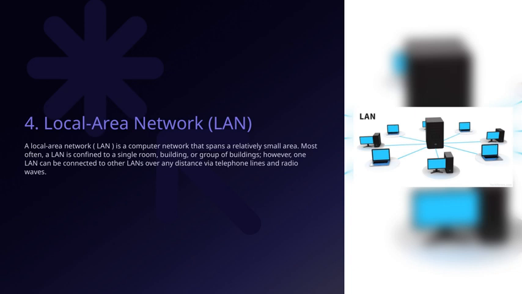What's interesting is that even though LANs are typically limited in size, they can still be connected to other LANs over longer distances. They do this using telephone lines or radio waves, which allows for broader communication without sacrificing the speed and efficiency of a local connection. So the key point here is that LANs are designed for small, local areas, but can be linked together to form larger networks. This flexibility is a crucial part of how networks support both small-scale and large-scale communication, fitting into the bigger picture of network infrastructure we're exploring today.